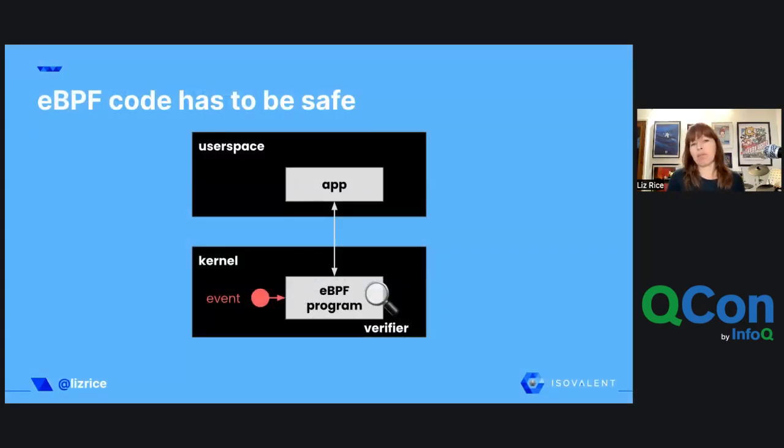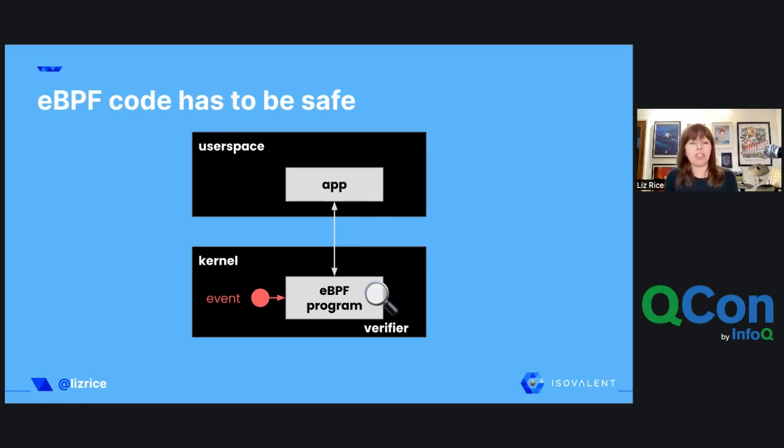When we load an eBPF program into the kernel, it is crucial that it's safe to run. If it crashes, that would bring down the whole machine. And in order to make sure that it is safe, there's a process called verification. As we load the program into the kernel, the eBPF verifier checks that the program will run to completion, that it never dereferences a null pointer, that all the memory accessing that it will do is safe and correct.